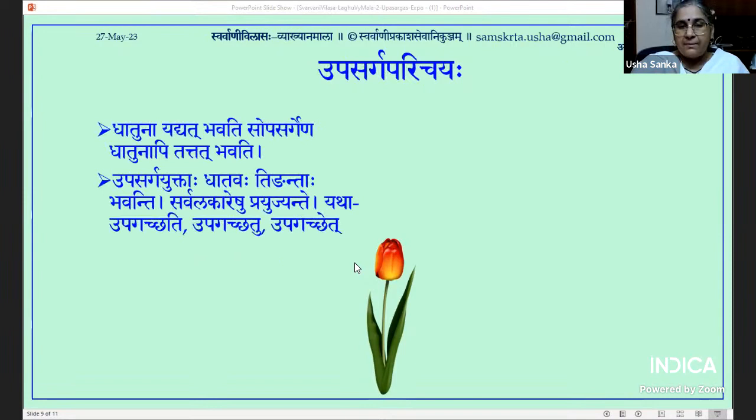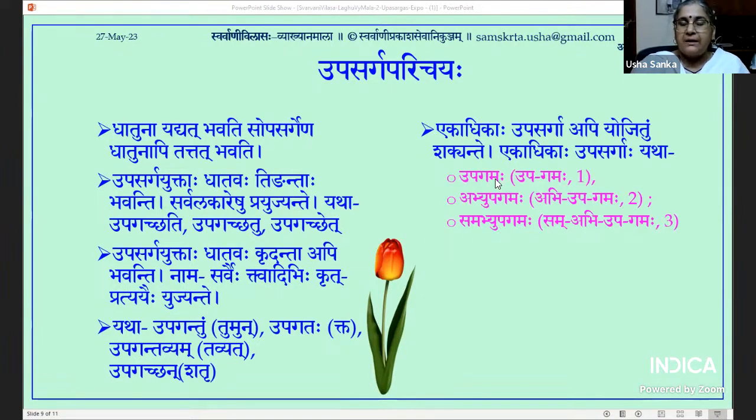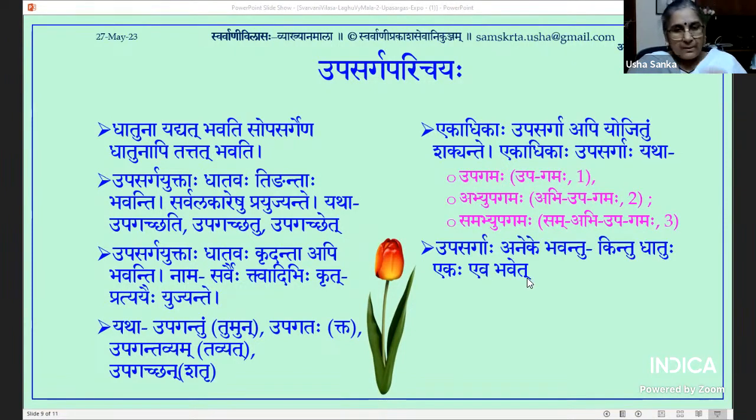We tried to summarize all these points here with some examples of krudantas as well, where the 7 plus 1 into 3. So more than one upasarga can be added to the dhatu, like upagama, abhyupagama, samabhyupagama.